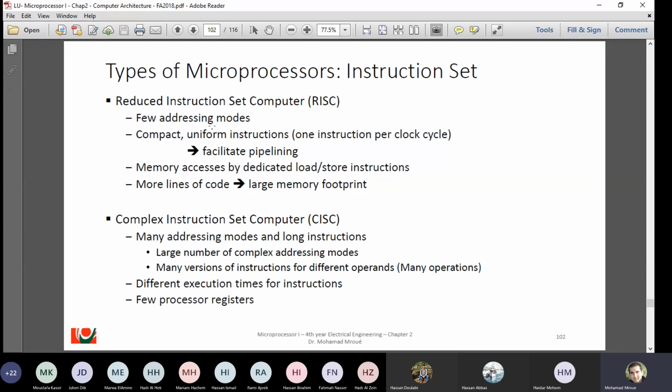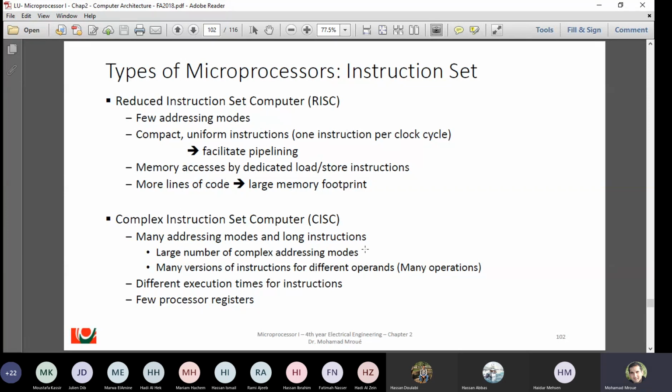So RISC computers, currently for example the PIC18F, it's RISC architecture with Harvard architecture. So we have two memories, as we said a bit earlier. With RISC we have few addressing modes. Instructions are uniform, so most instructions have the same size. They are compact and this facilitates pipelining. Memory access is done by dedicated load and store instructions. More lines of code, however, means a large memory footprint. So surely here we have this disadvantage, that the code will probably be longer than when working with CISC.